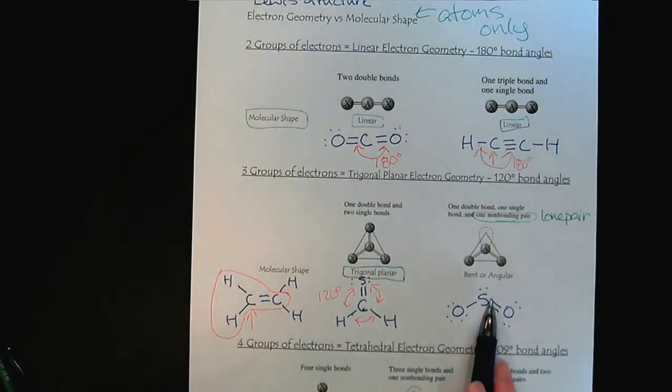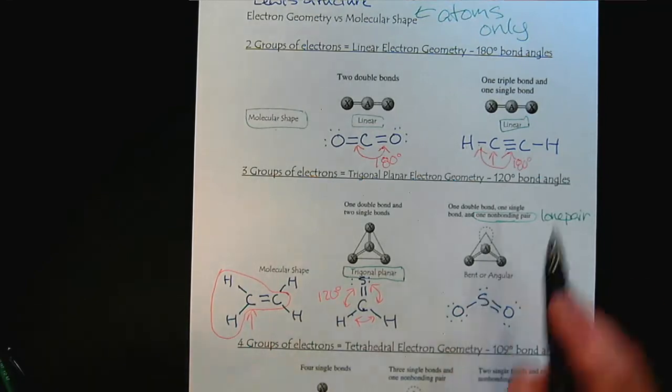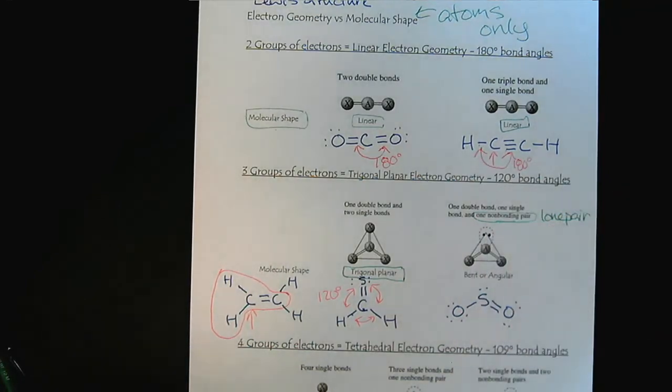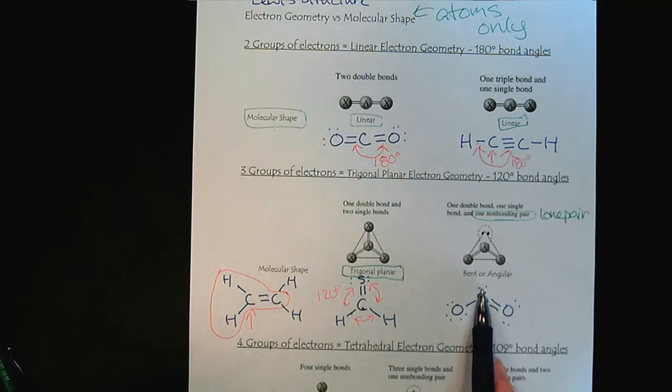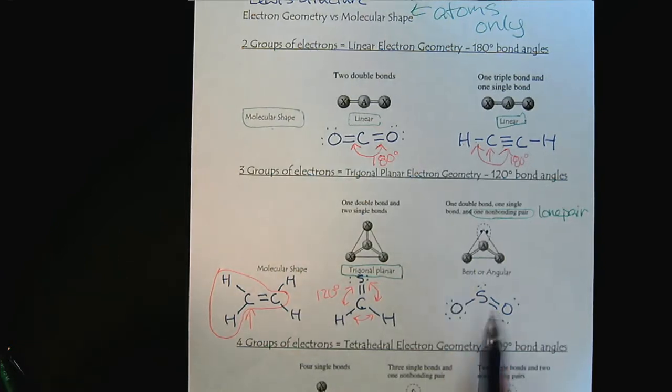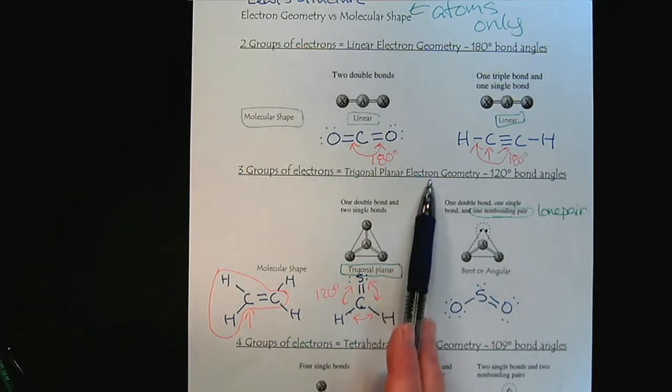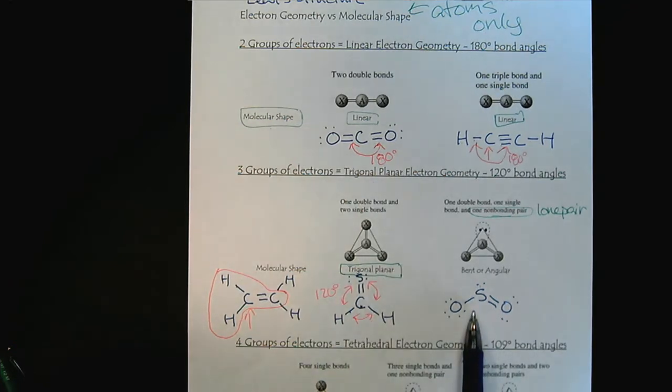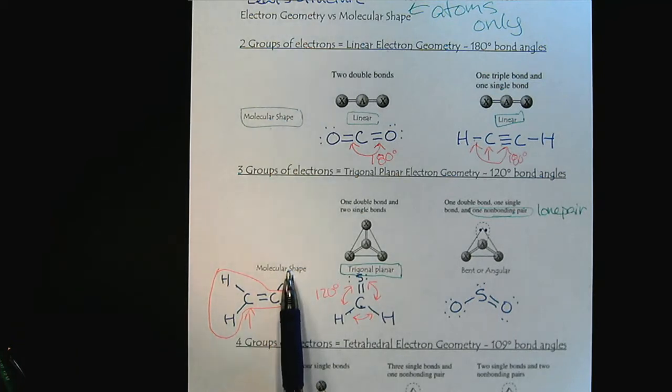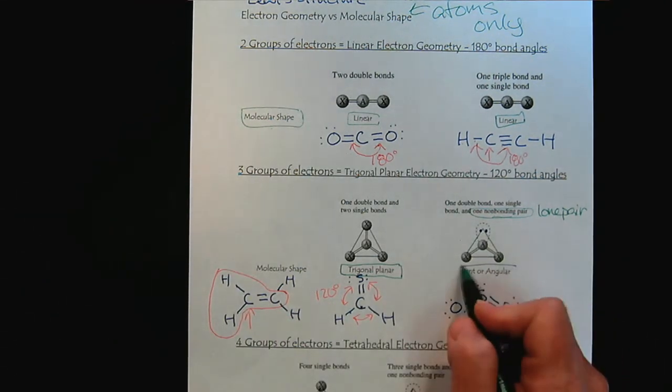if we look at our central atom, lone pairs are also considered a group of electrons. So we have the lone pair, that's the first group, a single bond, that's the second group, and the double bond is the third group. So these two central atoms share the same electron geometry. We describe it as trigonal planar. However, when we go to the molecular shape, remember that it's atoms only. So when we look at these atoms, they form a bent or angular arrangement.